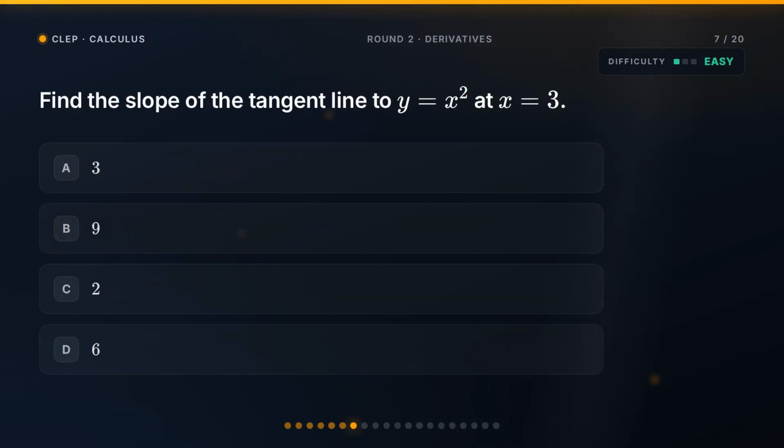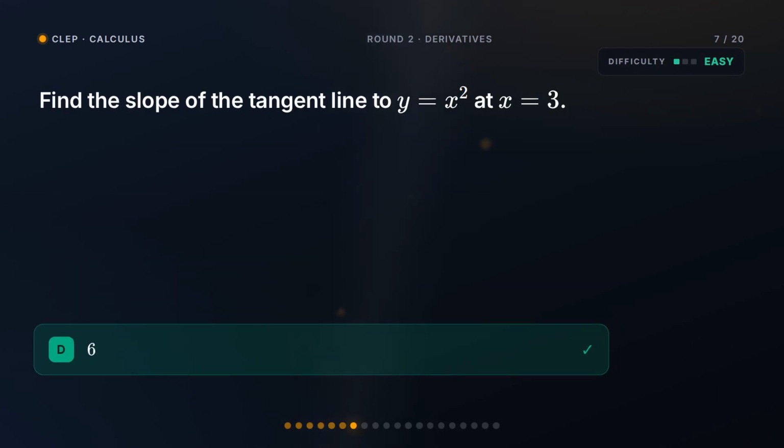Question 7. Find the slope of the tangent line to the curve y equals x² at x equals 3. A, 3. B, 9. C, 2. D, 6. The answer is D, 6.